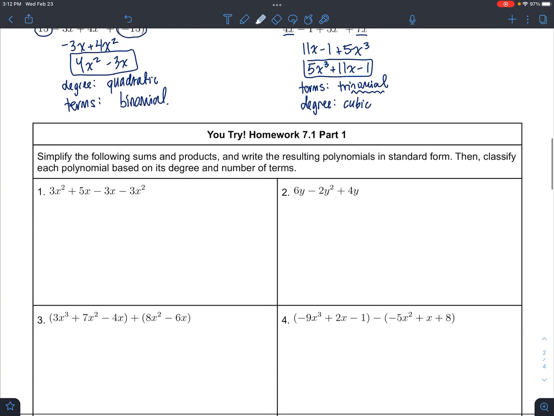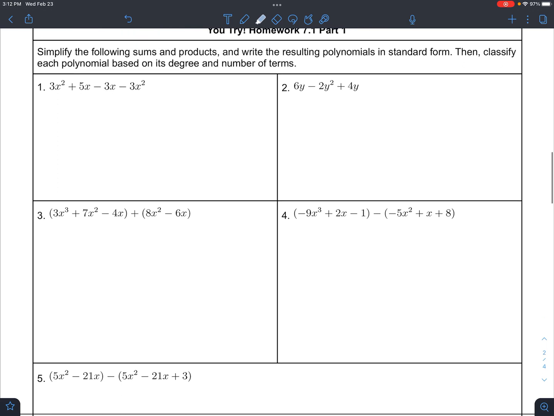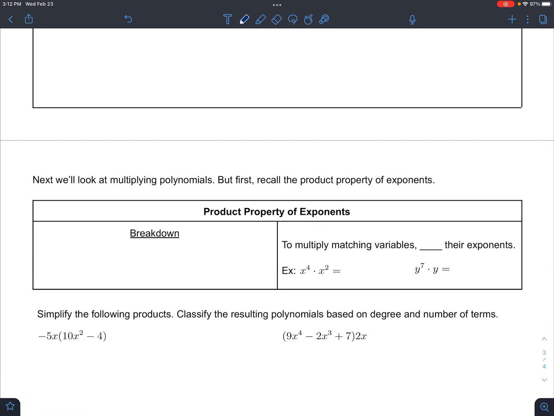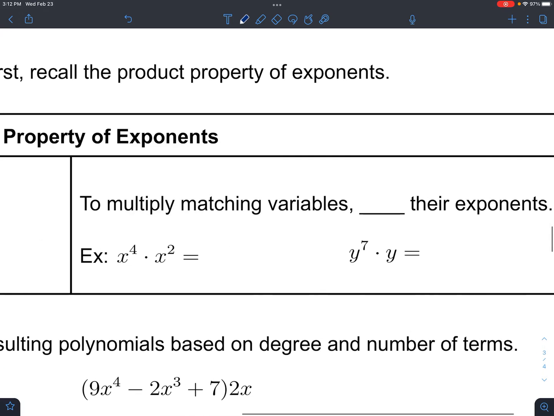Okay, so go ahead and practice these. Pause the video, try these out, and check with the key. I think number 4, I made a small mistake, so watch out for that. But let's now take a look at multiplying these together. So we need to remember some exponent rules.